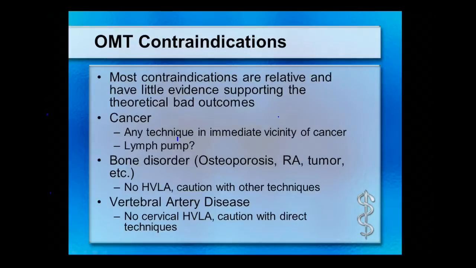All right, contraindications. Obviously you want to be careful with cancer. You don't want to go over those, particularly if it's spread to the bone. You don't want to be mobilizing or do aggressive treatments on that. Indirect is always good. Bone disorders, no high velocity. And then there's the vertebral arterial disease. Again, always have caution.